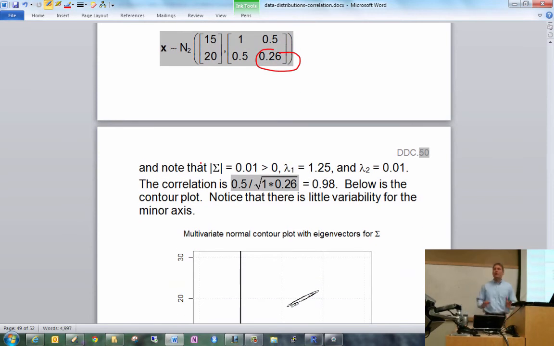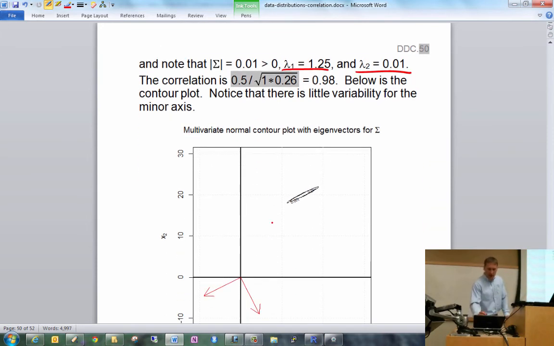Now, if you remember with the multivariate normal distribution, we need the determinant of the covariance matrix to be greater than 0. In this case, that is the case, just barely greater than 0. I can find my first eigenvalue and the second eigenvalue as well, using methods that we've discussed before. I can find my eigenvectors too, although I don't show that here. Notice the correlation between x1 and x2. Quite high, 0.98.